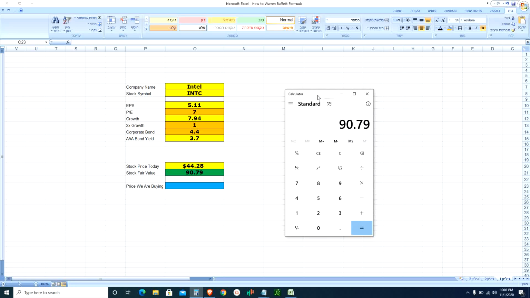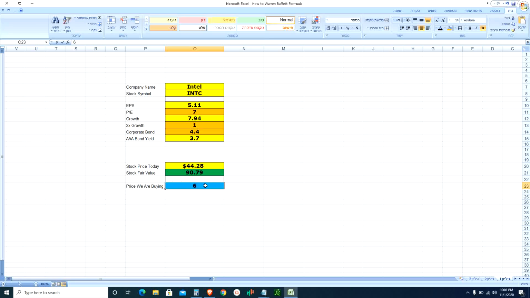We're going to put 90.79, and I'm going to multiply that by 0.67. This will give me a 33% discount on an already conservative value. And we're going to click enter. 60.8, 60.82, 60 bucks. That's the price at which we are buying. We were supposed to buy Intel at 60 bucks because the fair value is $90 and the price today is $44. What does that mean?